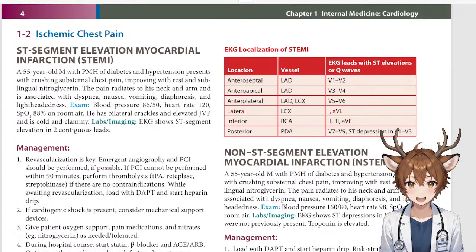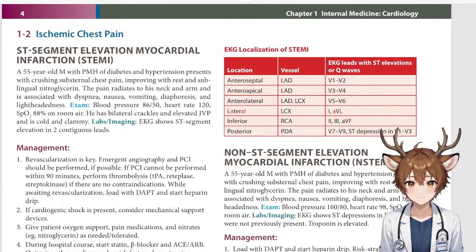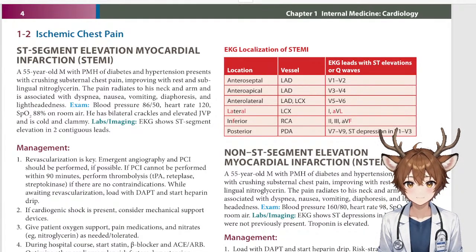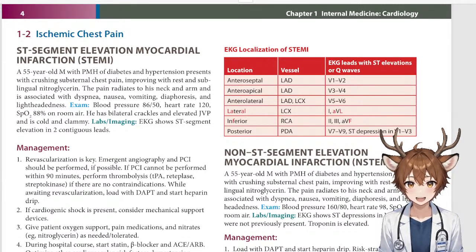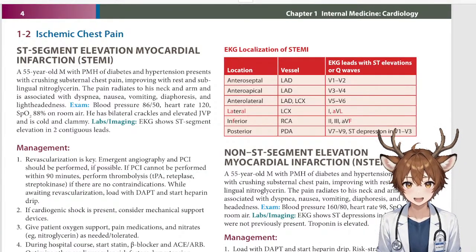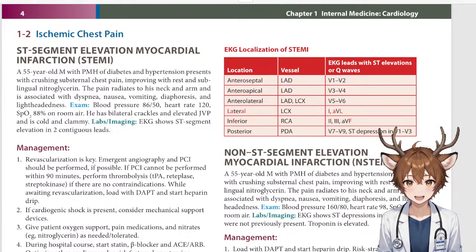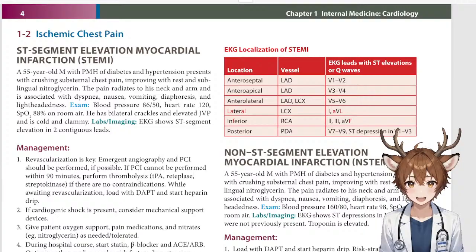EKG localization of STEMI: location, vessel, and EKG leads of ST elevations or Q waves. These are STEMIs, ST elevation MIs. Let's say it's an anteroseptal location. What vessel would it be? The left anterior descending, LAD. Let's just call it LAD for the sake of this. EKG readings would show V1 and V2 ST elevations or Q waves.